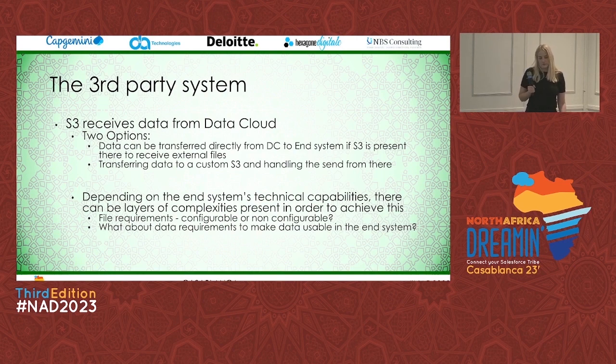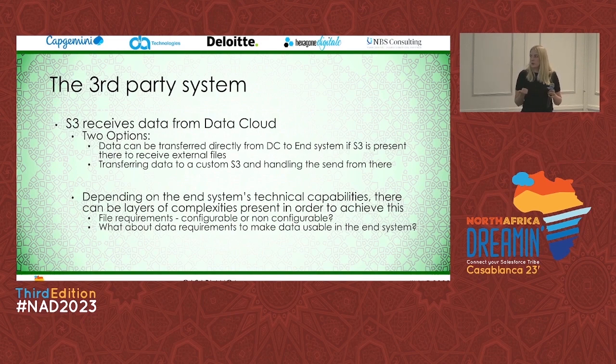As we weren't really familiar with the system, there were three options: the data can be transferred directly from Data Cloud to the end system if S3 is present there. That may not always work, although pretty much any platform uses some kind of cloud tool to transfer the data, but not necessarily always.